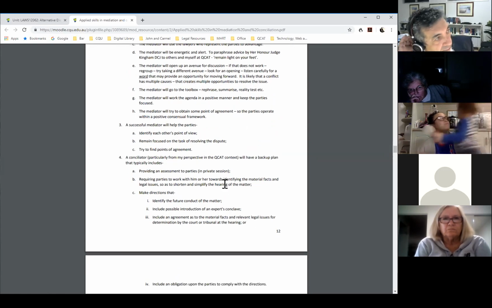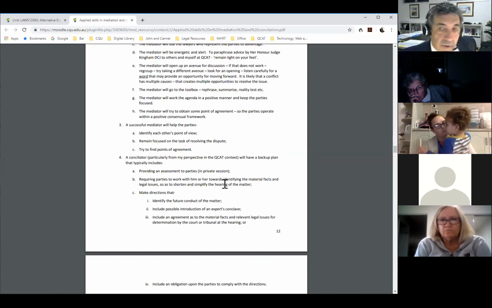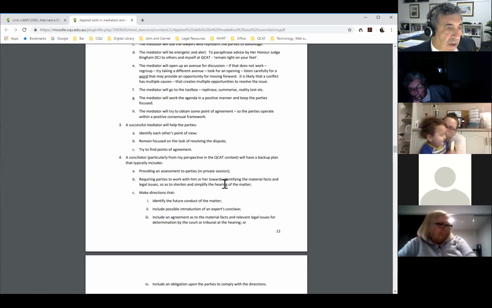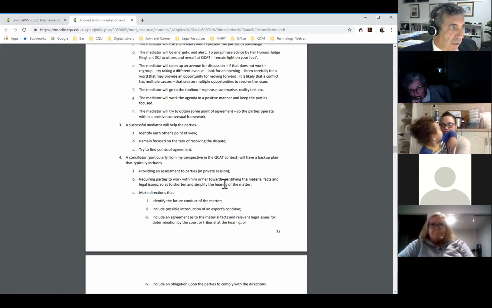Now, there are some very successful mediators and conciliators that are very measured and relatively slow in their approach. So there's not necessarily one way that will fit all circumstances. But if you can think of that phrase, remain light on your feet, I think that's a good mindset to adopt for your mediation or conciliation.